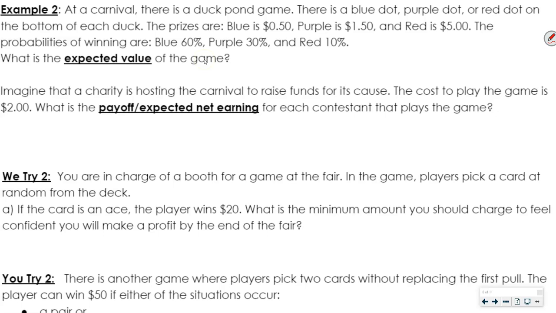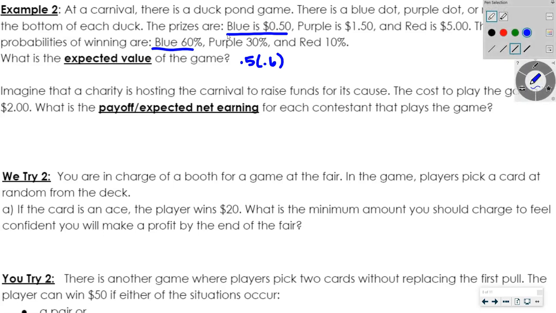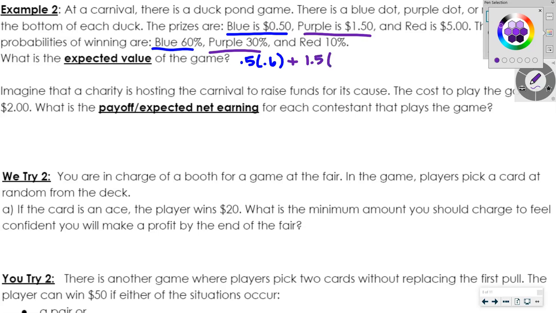So what we want to do is take our blue and multiply it times our blue percent. So we're going to do 0.5 times 0.6, because remember, 60% is 0.6. Then we got purple. Let's see if I can pull a purple up here, y'all. There's purple. So there's our purple and our purple. So this is going to be plus 1.5 times 0.3. And then we got our red, right? So that's going to be plus our red, which is 5 times 0.1.